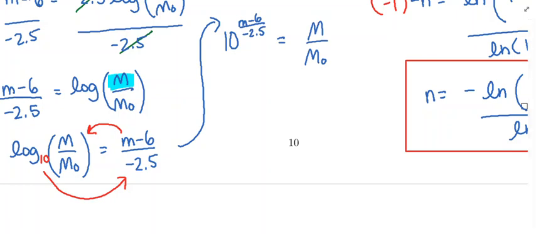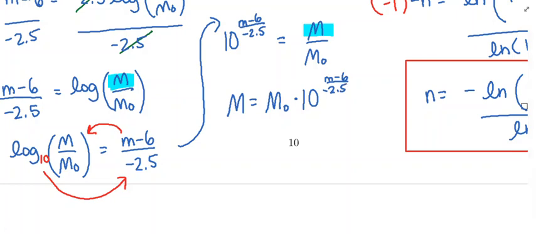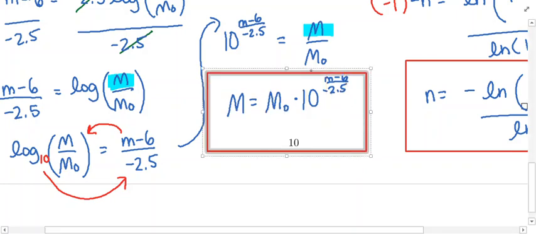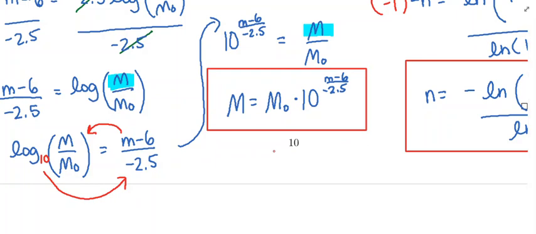We are after capital M. So all we have to do now to get rid of the fraction is multiply both sides by M0. So M is going to be M0 times 10 raised to the exponent, which will be m minus 6 divided by negative 2.5. This is the answer. This is how you would solve that particular equation for capital M. Yes, it's complicated, but again, all of this was to show you that exponentials and logarithms do come up in other disciplines.